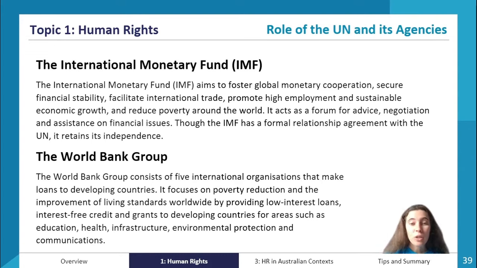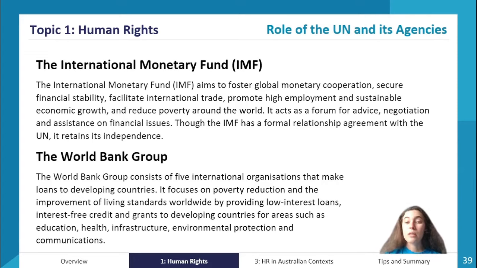The International Monetary Fund, of course, is all about finances and money. So it's aiming to foster global monetary cooperation, secure financial stability, facilitate international trade, promote high employment and sustainable economic growth, and reduce poverty around the world. So all of those things that come under that banner of money, finances, the economy, making sure that it's looking after that on that global level.